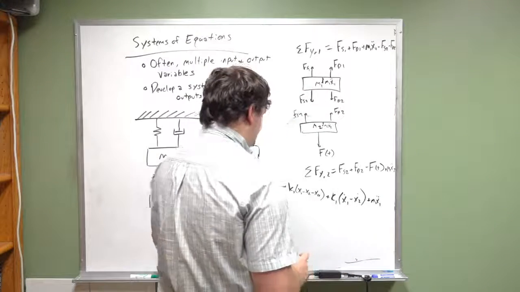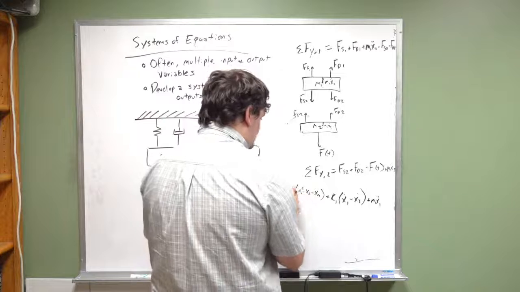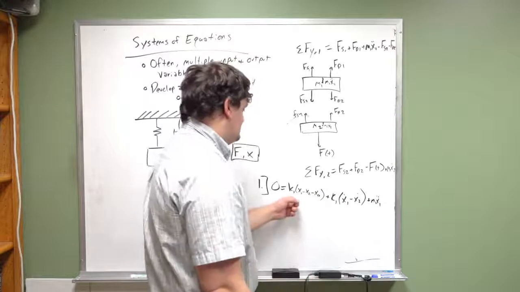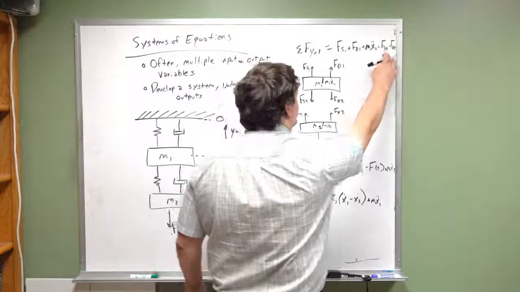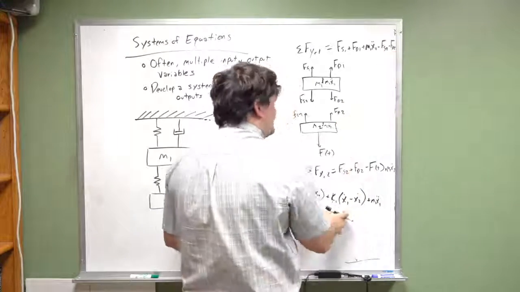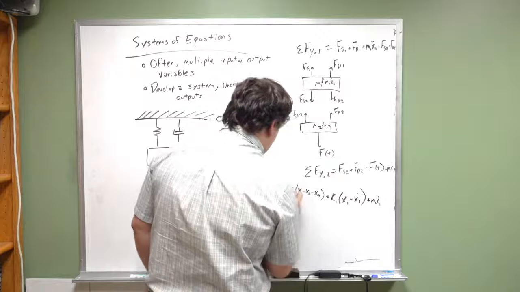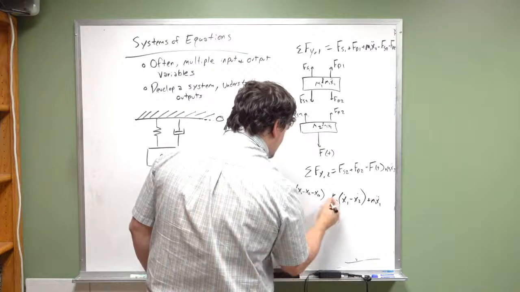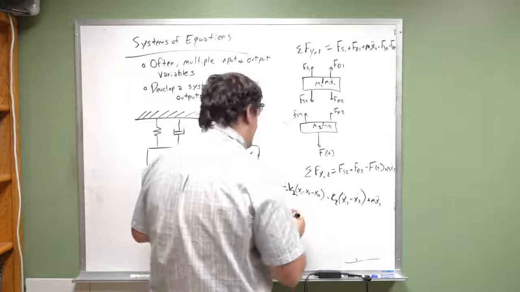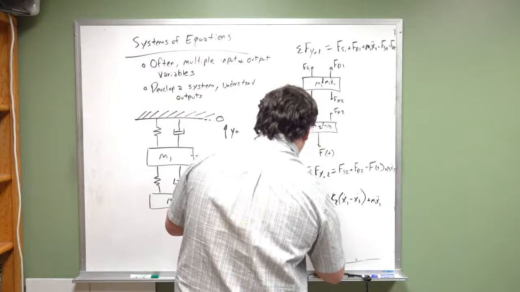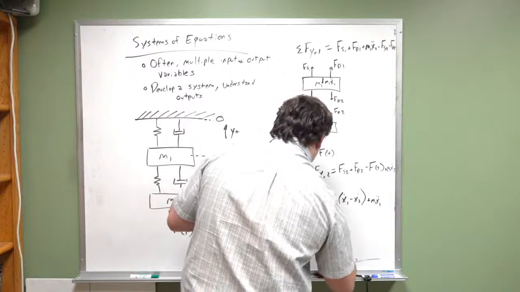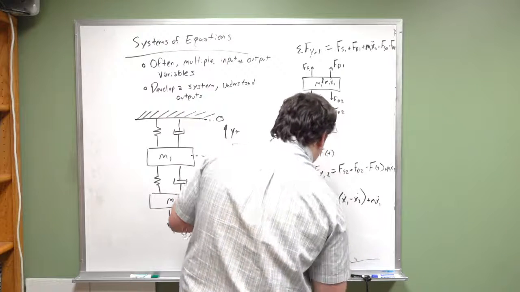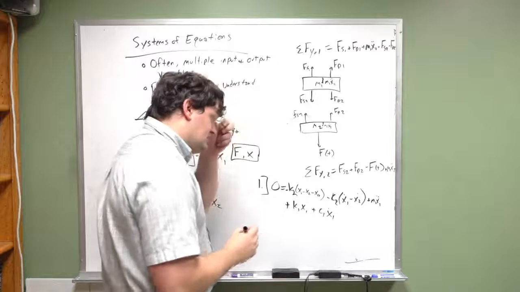This is the equation for FS2, and this is the equation for FD2. So, whoopsie, that's a 2, that's a 2. These are minus signs. And then we'll say plus K1 x1 plus C1 x dot 1. Okay, so that's our equation 1.